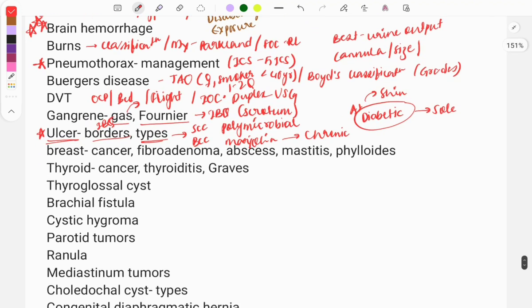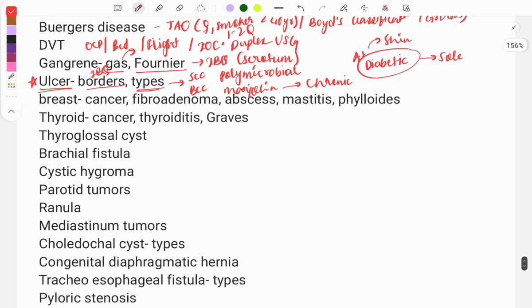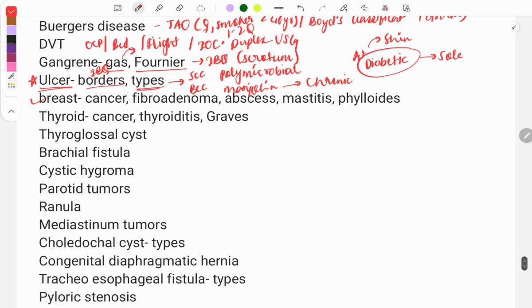Now let's look at some systemic disorders. So endocrine disorders, the first, the breast. So look at all the points regarding the breast, because one question from the breast is also a must. So it can be on cancer, fibroadenoma, abscess, mastitis, or phyllodes. So these are the subtopics which you must cover from the breast.